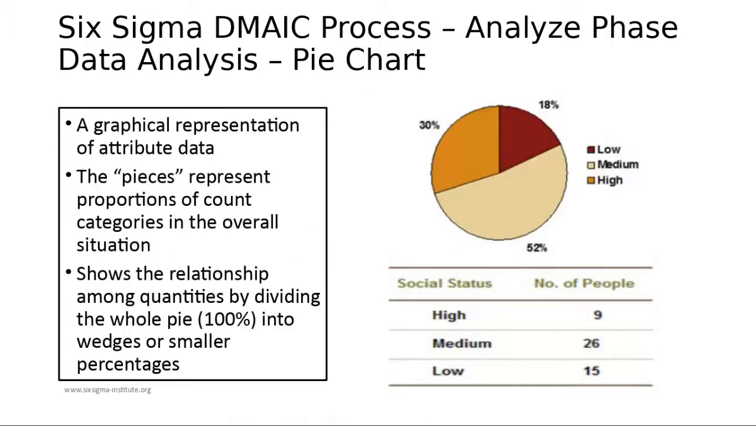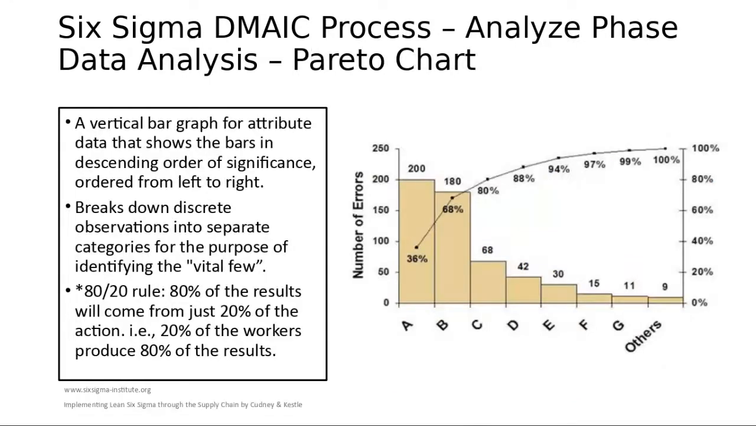Another diagram representing the discrete data or attribute data, both meaning the same, is the pie chart. I believe most of you are familiar with the pie chart, which shows the relation among the quantities or among the factors or the variables, divided in a pie shape using the percentage of 100 divided among the variables or factors.